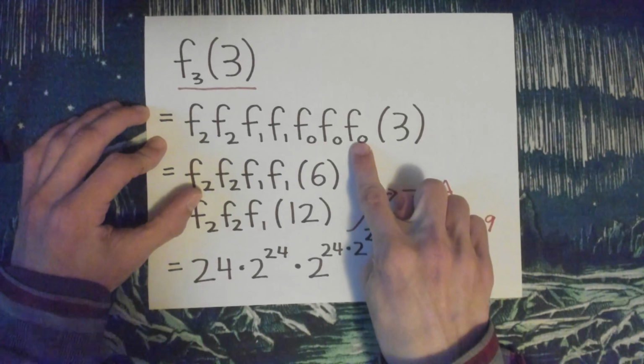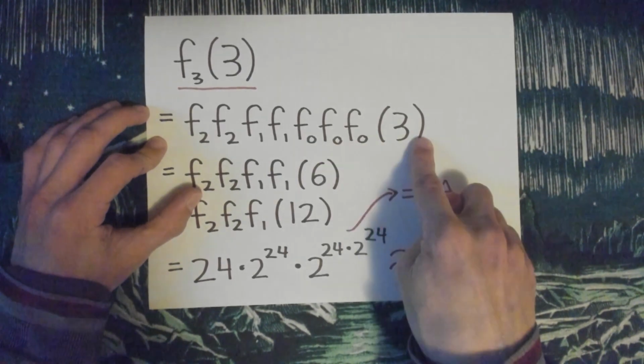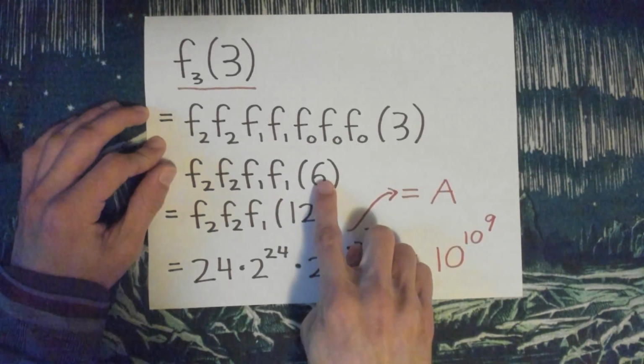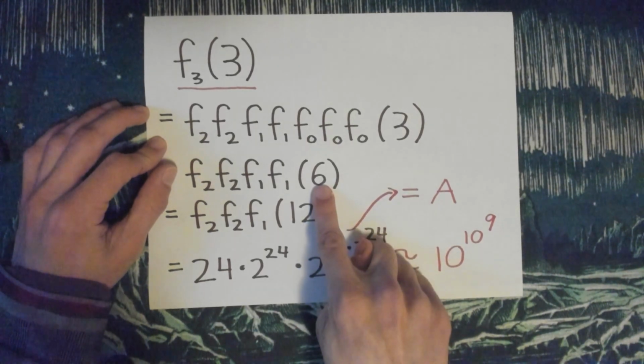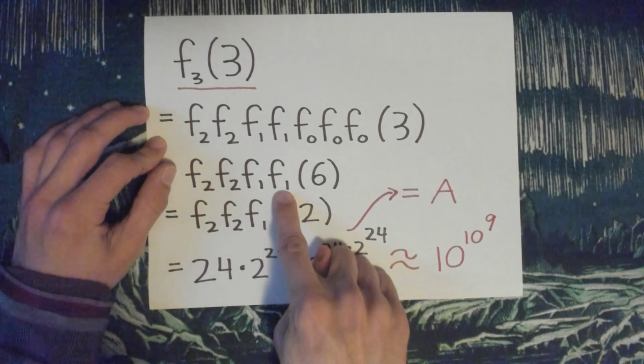Now f0 is just going to add 1 to the input, so f0 of 3 is 4, f0 of 4 is 5, f0 of 5 is 6, so I get the 6 right there. Now f1 of 6, now the input has finally increased, and 1 is a successor ordinal, it's 0 plus 1, its predecessor is 0.